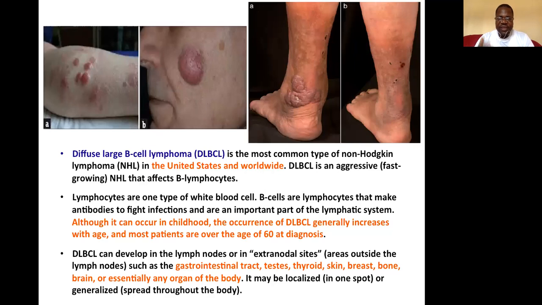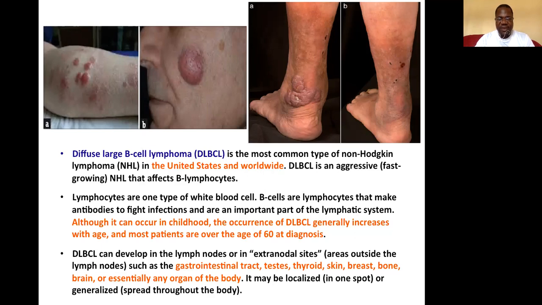So we say that lymphocytes are also a type of blood cells, and the B cells are lymphocytes that make antibodies to fight against infections, and they are important parts of the lymphatic system. Although we can find this in childhood, what we see is that its occurrence is actually increasing with age. Most patients that we find are over the age of 60 when the diagnosis is made.